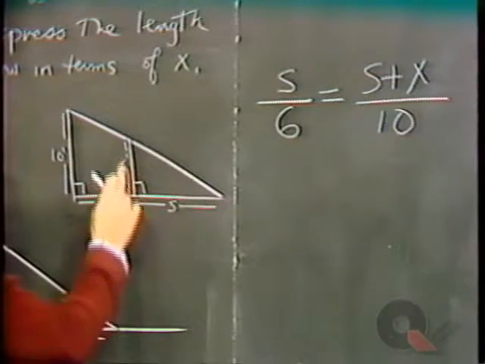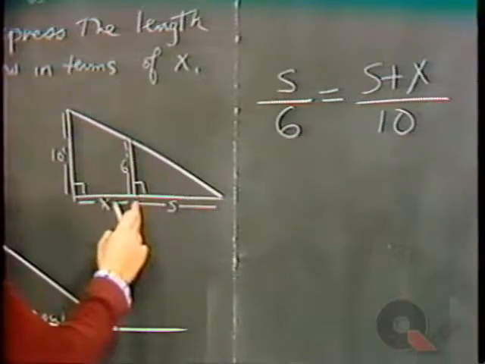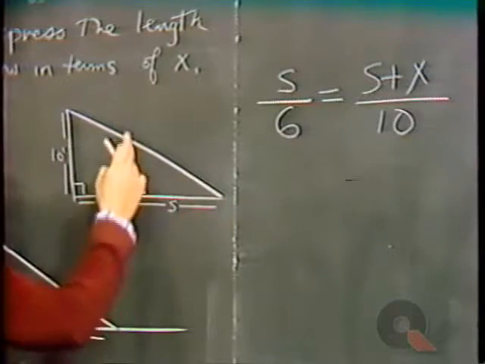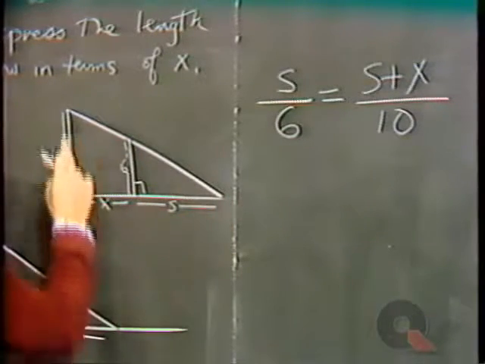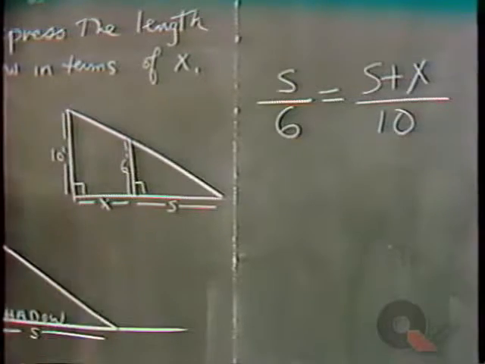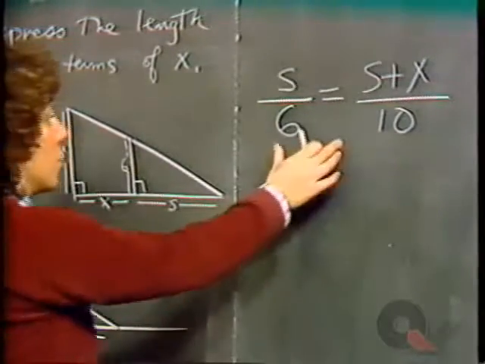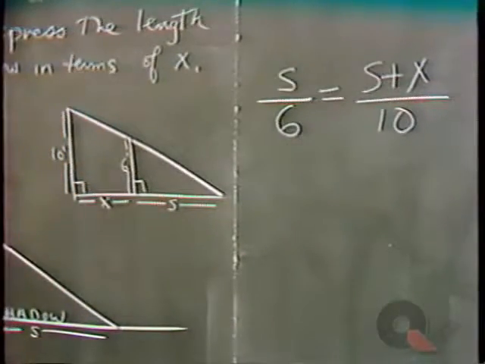Okay, the proportion is based on the two right triangles, which are similar to each other. We work in the smaller right triangle, and we say the base is to the height in the smaller right triangle, that is, S is to X, as the base is to the height in the larger right triangle, S plus X is to 10. And we're trying to express the length of the man's shadow, S, in terms of X. So we'd like to solve this equation for S in terms of X.